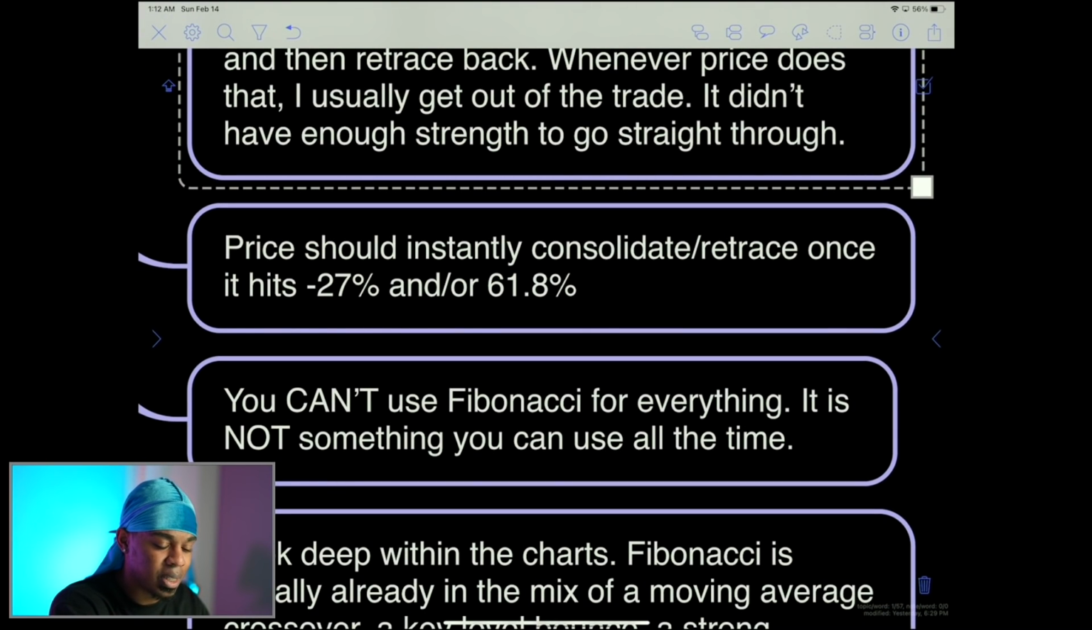But look at this one. Price should instantly consolidate and retrace once they hit the 27 extension or the 61.8.